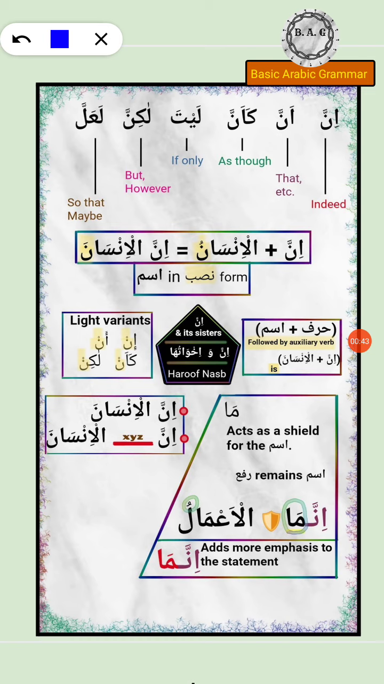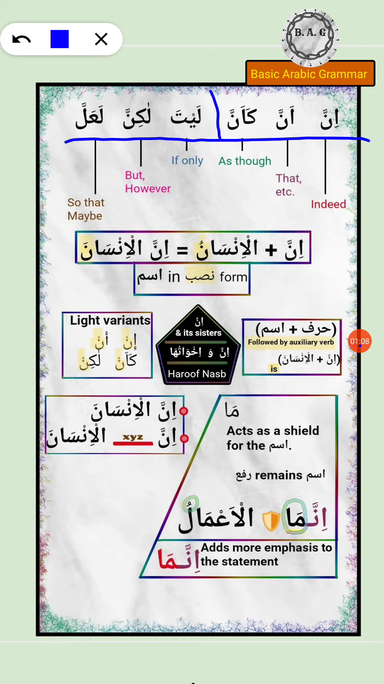This is for those who haven't watched the entire lesson yet that I uploaded yesterday. So let's begin our overview. First things first, there are 6 Haroof in this group, and they can be divided further into two shorter groups, or 2 subgroups, for the sake of memorization only.